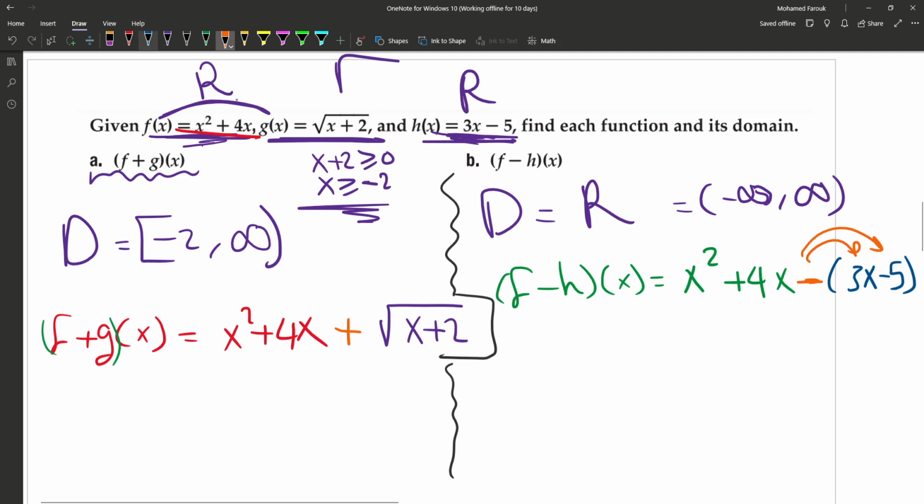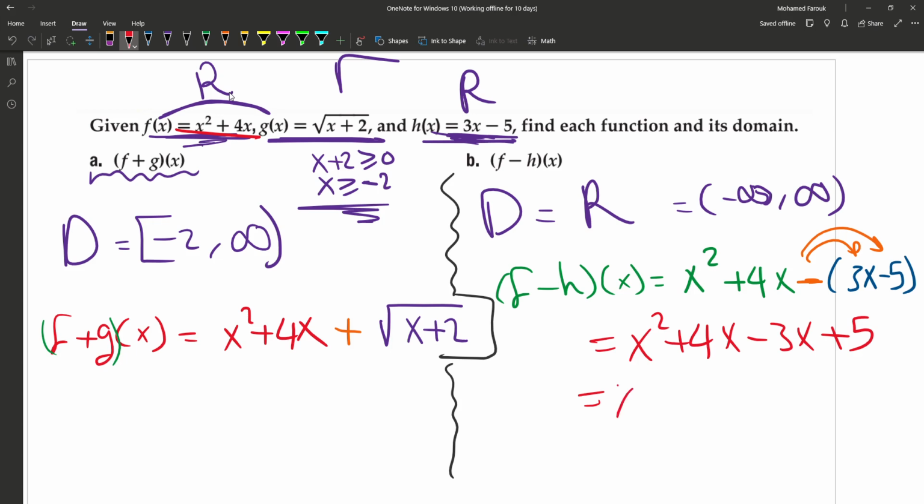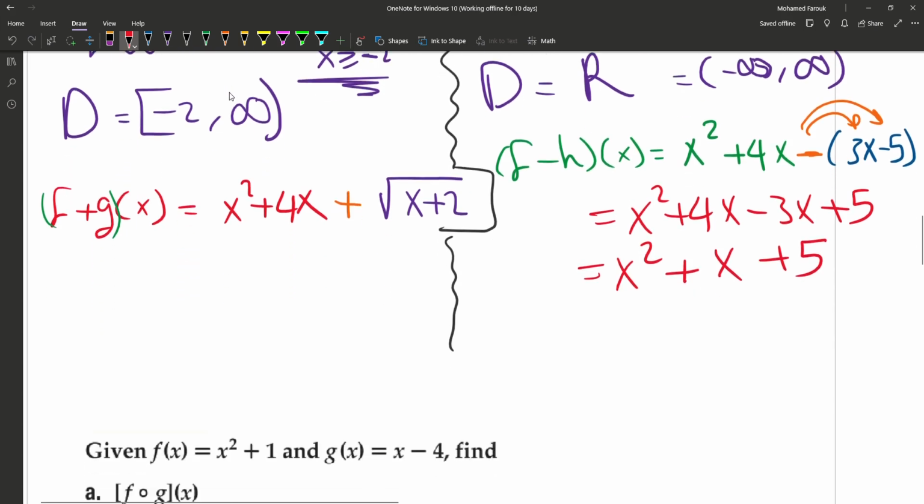Okay, so it will be x squared plus 4x minus 3x plus 5, and then combine the middle terms. Positive 4 and negative 3 will be positive 1, so x squared plus x plus 5, and here is your answer. Okay, let's continue.